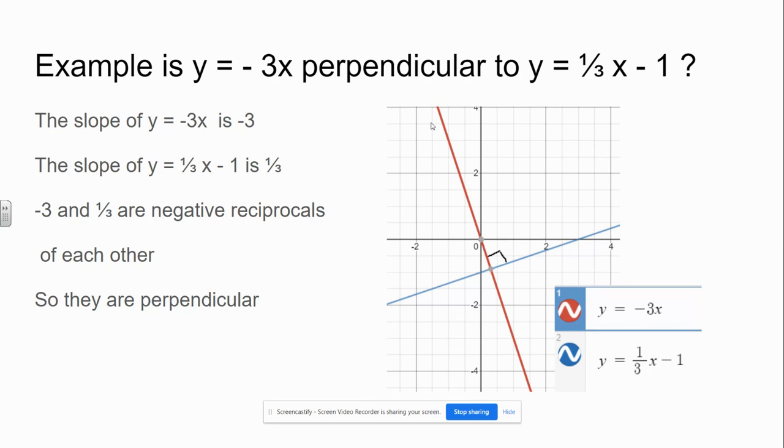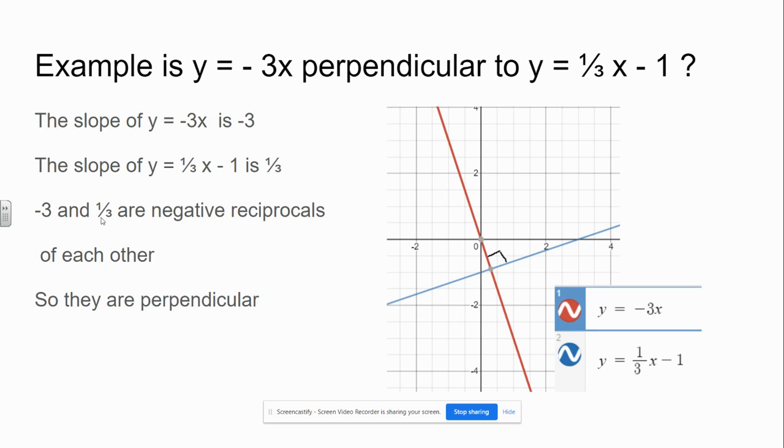Now we're trying to figure out if these things are parallel or perpendicular. We don't really care about the y-intercept. The only thing that we're really going to care about is the slope, because that tells me the steepness. Eventually, as long as they're not parallel, they're going to cross. So we don't really care where. We just want to know if this is 90 degrees.